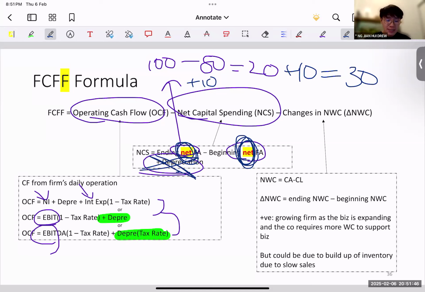And so what does it mean? It means that you just take your ending gross FA minus beginning gross FA, and that's all. Because in the first sense, you do not consider depreciation already. Any questions on this? Or do you need me to repeat this again? Because this is important. Okay, no questions. We're good.